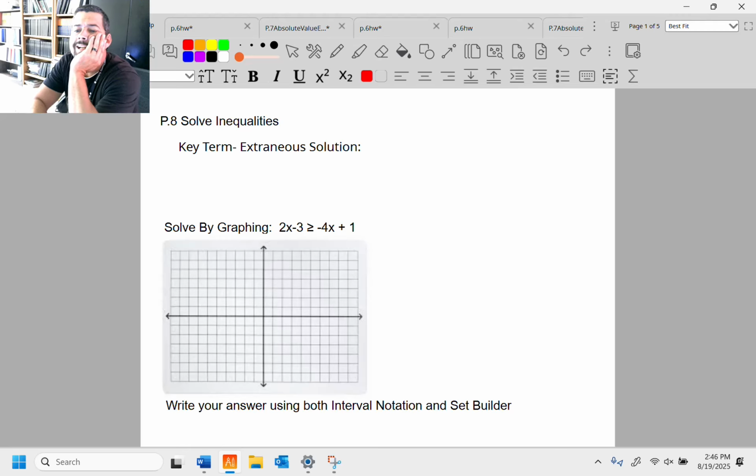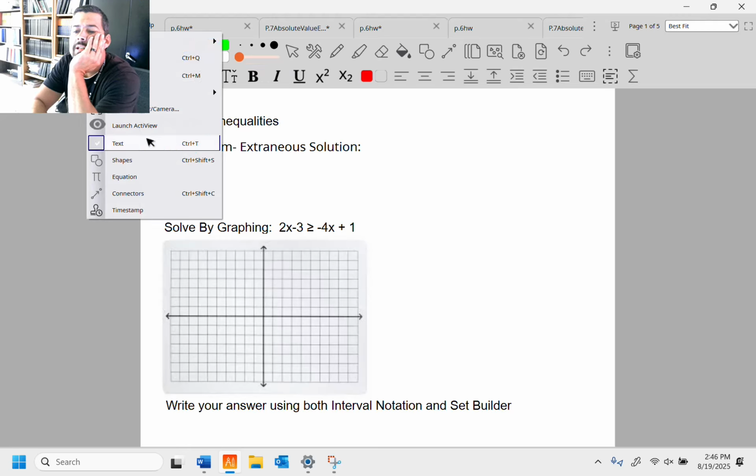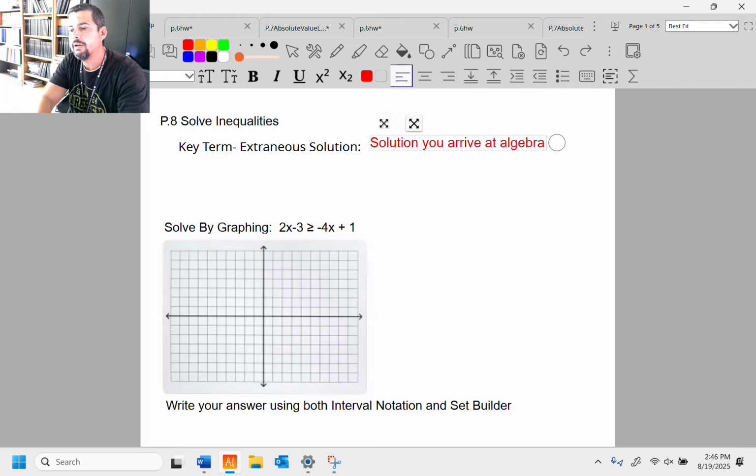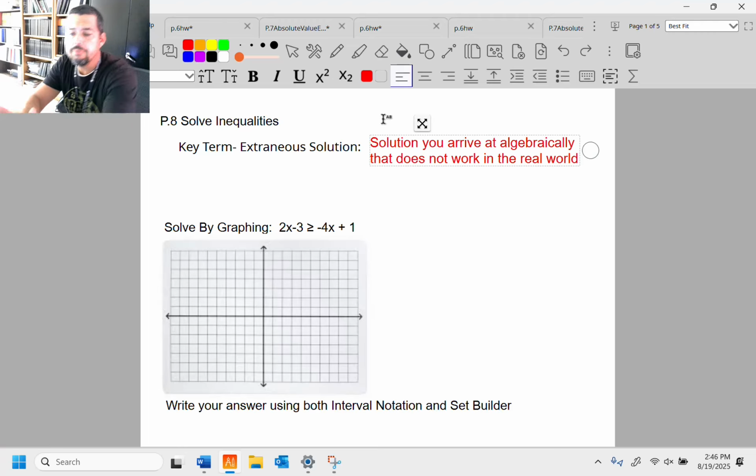Alright, so this is P.8, which is solving inequalities, and things are going to start showing up here. So here's a key term. It's called an extraneous solution. An extraneous solution is simply a solution you arrive at algebraically that does not work in the real world. It's kind of a nonsense solution. Now, the real world would always be represented by a graph.